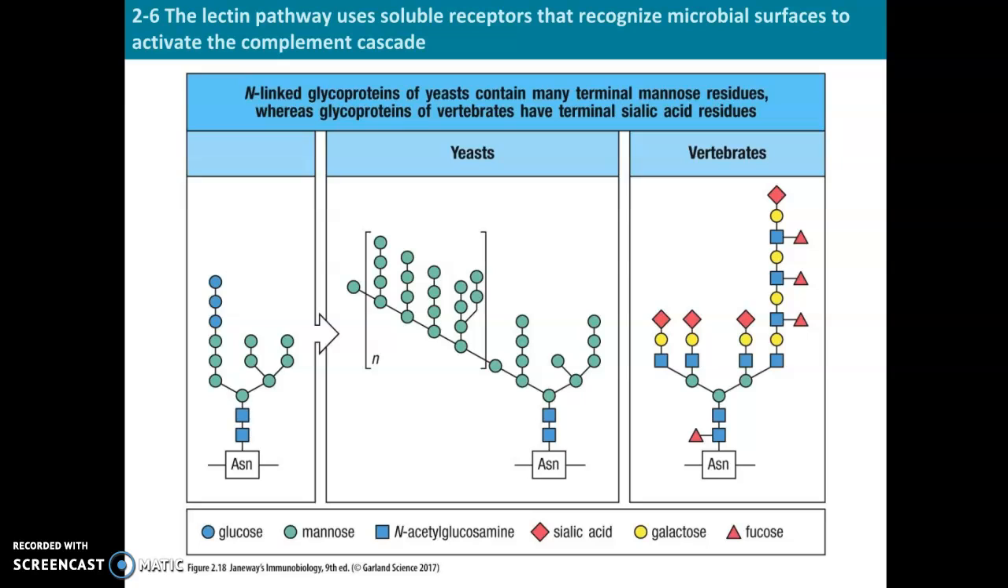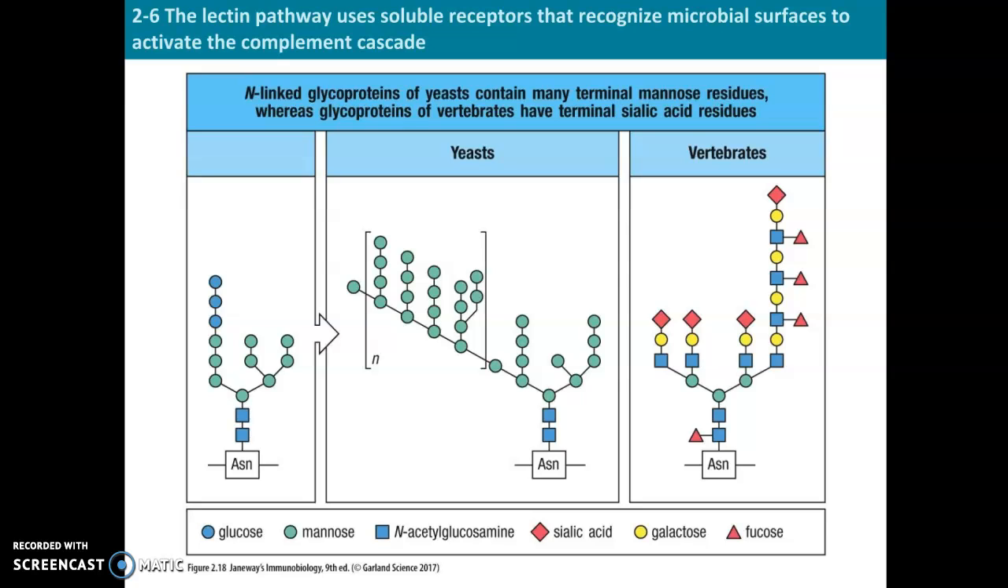So the lectin pathway works because vertebrates have a very specific glycoprotein structure, where we have fucoses and sialic acids. In the case of yeast, they've got just this large mannose complex. In the case of bacteria, you've got mannose and glucose. We talked about that just a second ago in video 2, what their glycoproteins look like.